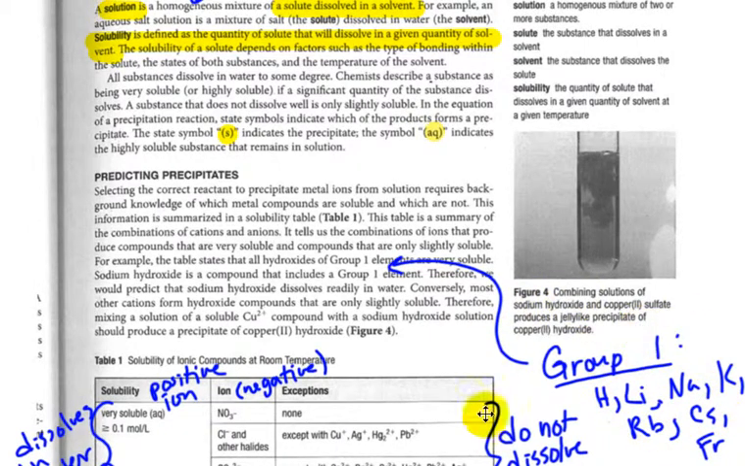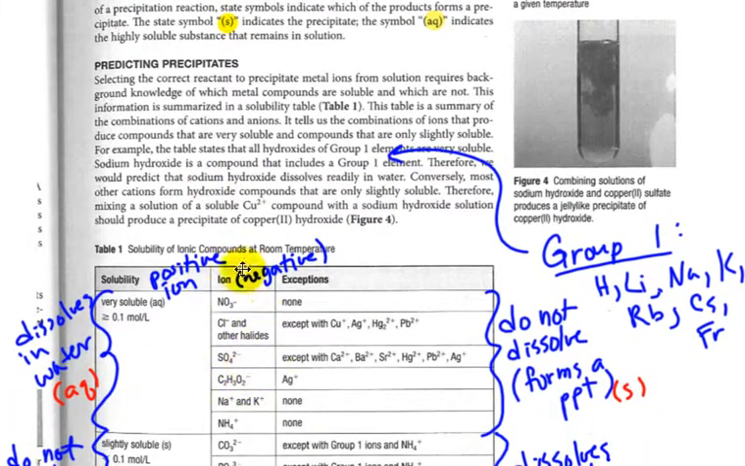So that's what I mean by group 1 in this chart. If we look at this, it's kind of backwards in that you look at the negative ion that's present and the positive ion that it's with. So for example, if I look at sulfate, most things with sulfate, if I look to the left here, are very soluble. They dissolve in water. They're aqueous. But there are some exceptions. Calcium, barium, strontium, etc. Those ones do not dissolve. They form a precipitate, so they would have the solid designation.